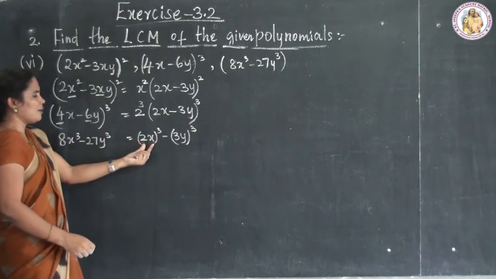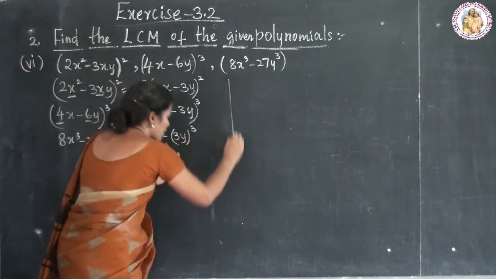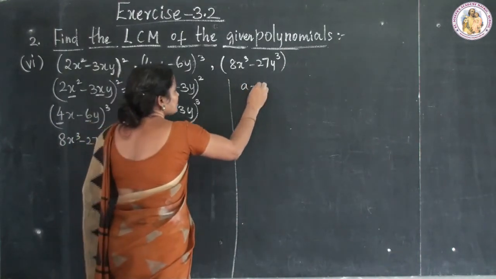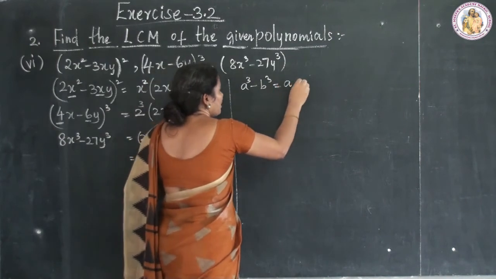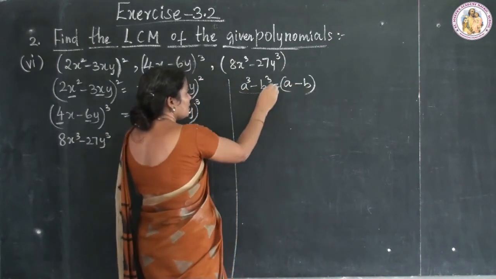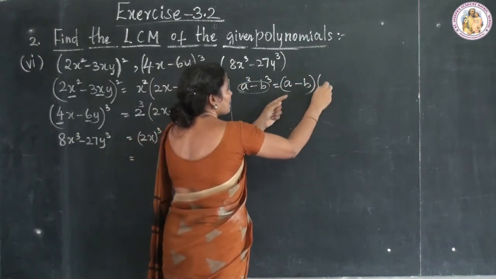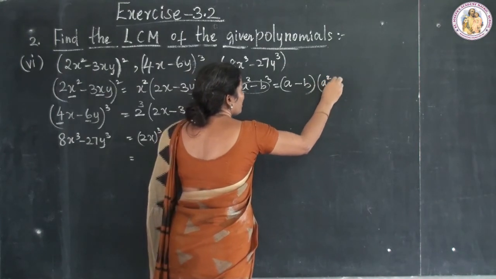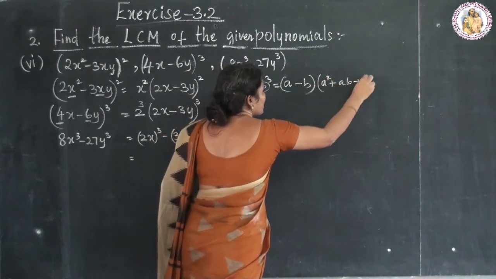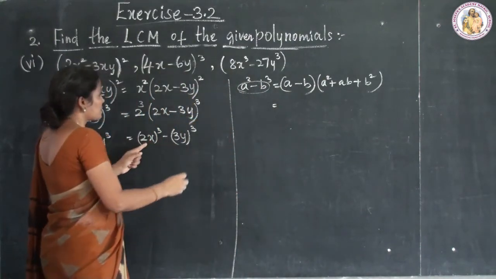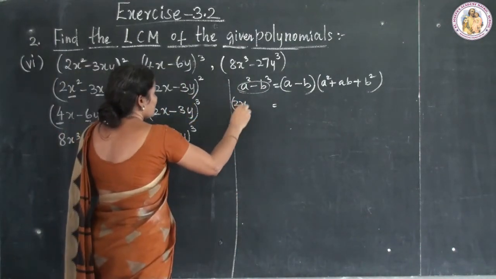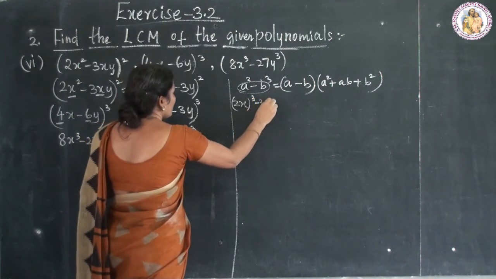Now this is a cube minus b cube. What is a cube minus b cube? A minus b, and the remaining are a square plus ab plus b square. Okay. 2x cube minus 3y cube.